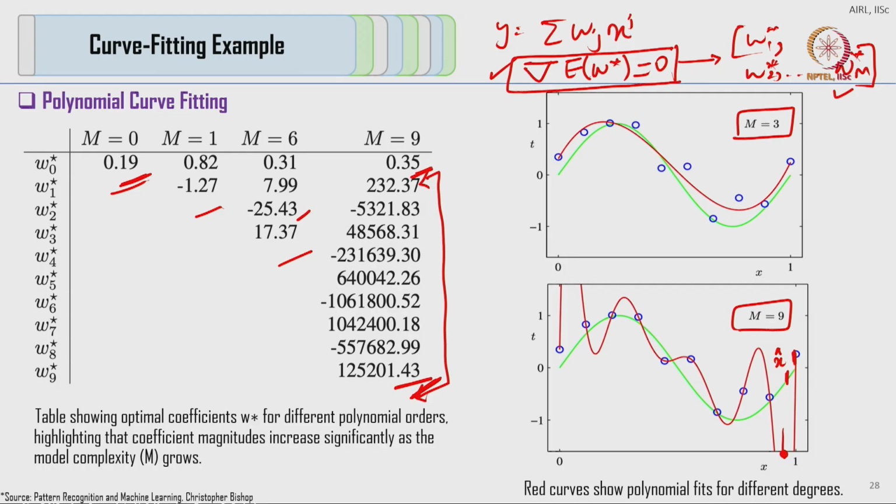And this is why we have a very noisy curve for m equals 9, because the values of the weights are very high, they are not in bound. If the weights are not in bound, if I give any particular input, the corresponding output, or t cap, would be very, very noisy and not follow this curve.